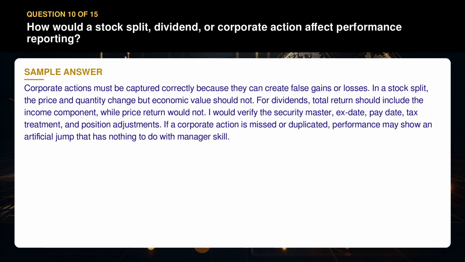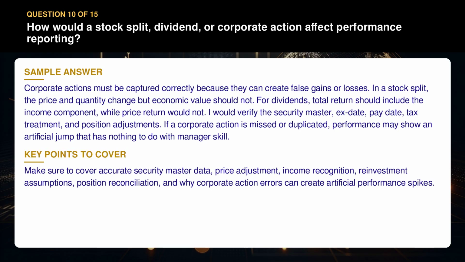I would verify the security master, ex-date, pay date, tax treatment, and position adjustments. If a corporate action is missed or duplicated, performance may show an artificial jump that has nothing to do with manager skill. Make sure to cover accurate security master data, price adjustment, income recognition, reinvestment assumptions, position reconciliation, and why corporate action errors can create artificial performance spikes.